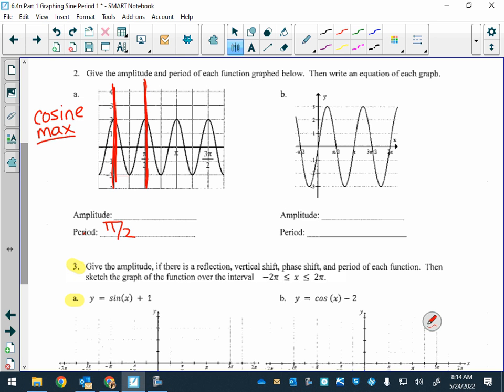Now, can anyone guess, just by looking at it, what our midline is? Stefan? 0, okay? And if our midline is 0, what is our amplitude?